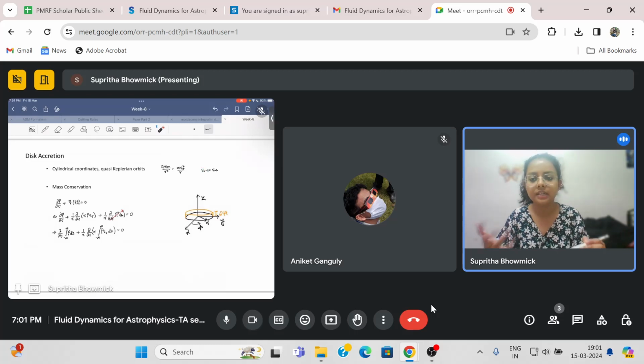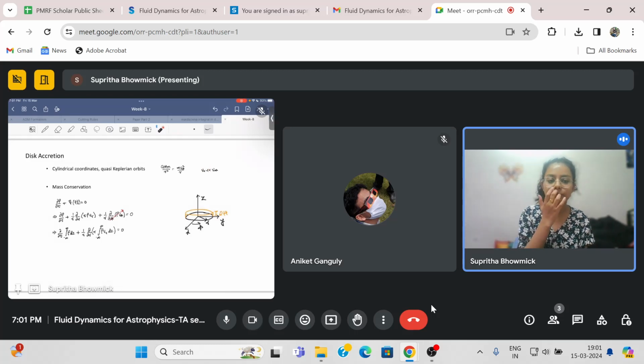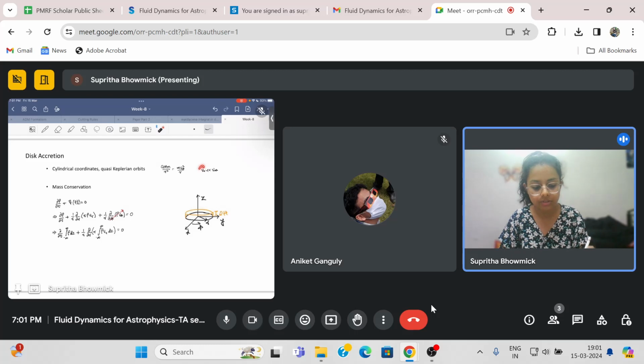If the orbit was strictly Keplerian, the radial velocity would be strictly zero, but then there would not be any accretion. But we want accretion, so we will allow for a small non-zero radial velocity, much smaller than the azimuthal velocity. Now let's look at the results of the mass, momentum, and energy equations for such accretions. So the mass conservation equation is this, right?